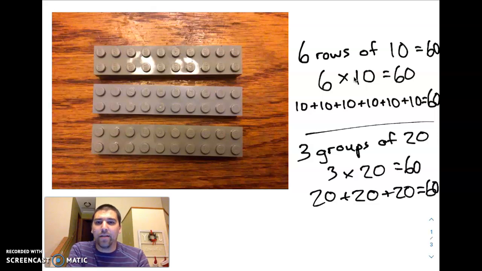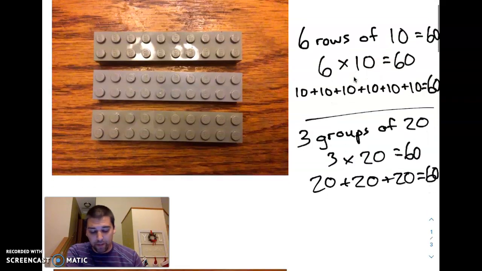Another way I looked at this was looking at it as individual bricks. So there's 3 groups of 20. So then I said 3 times 20 equals 60, or 20 plus 20 plus 20 equals 60. So that's one example of an array that you could actually build within your house. If you have Legos or blocks or whatever you want, you could build something similar to that.